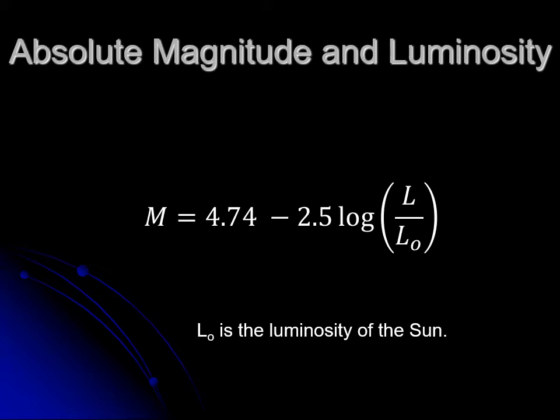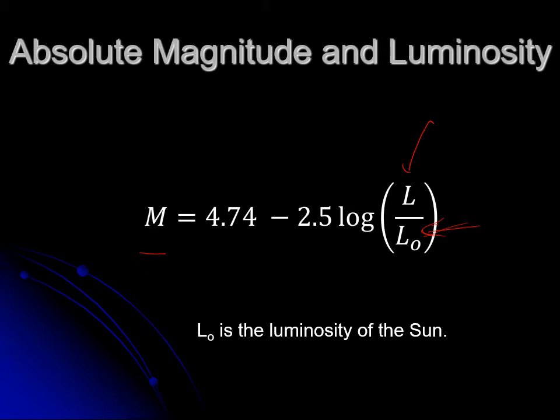This is the equation right here. And that is that the absolute magnitude is related to the luminosity of the star and the luminosity of the sun. So this would be an equation you'd see in an astronomy textbook for finding the absolute magnitude if you know the luminosity.